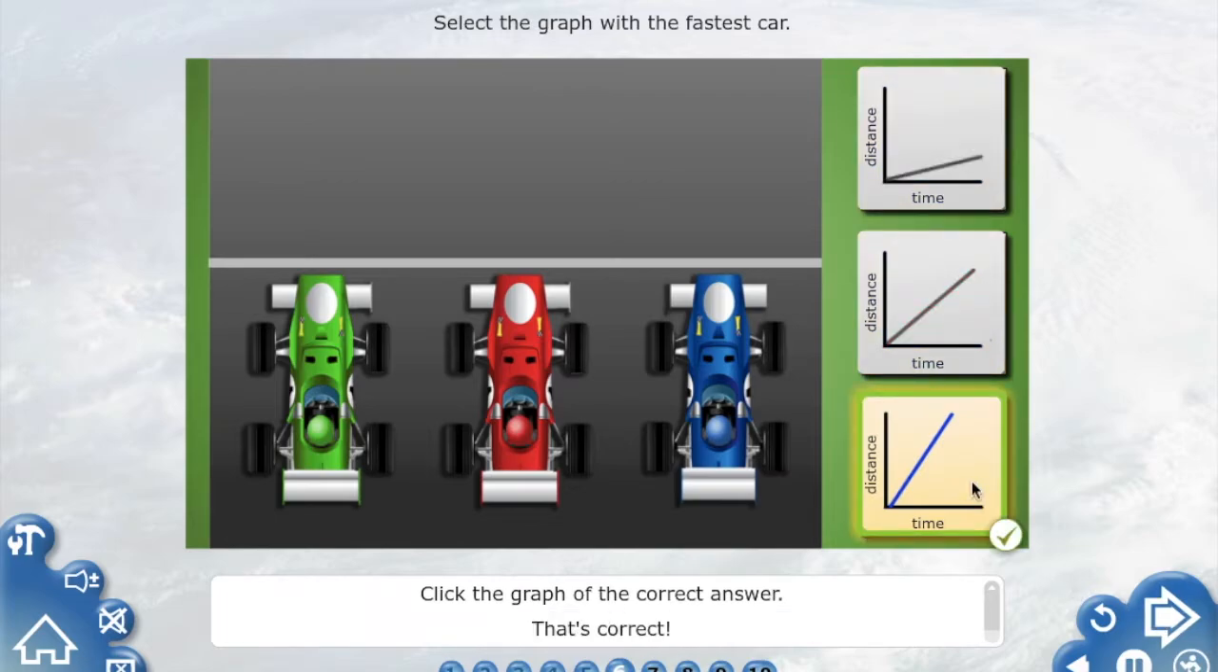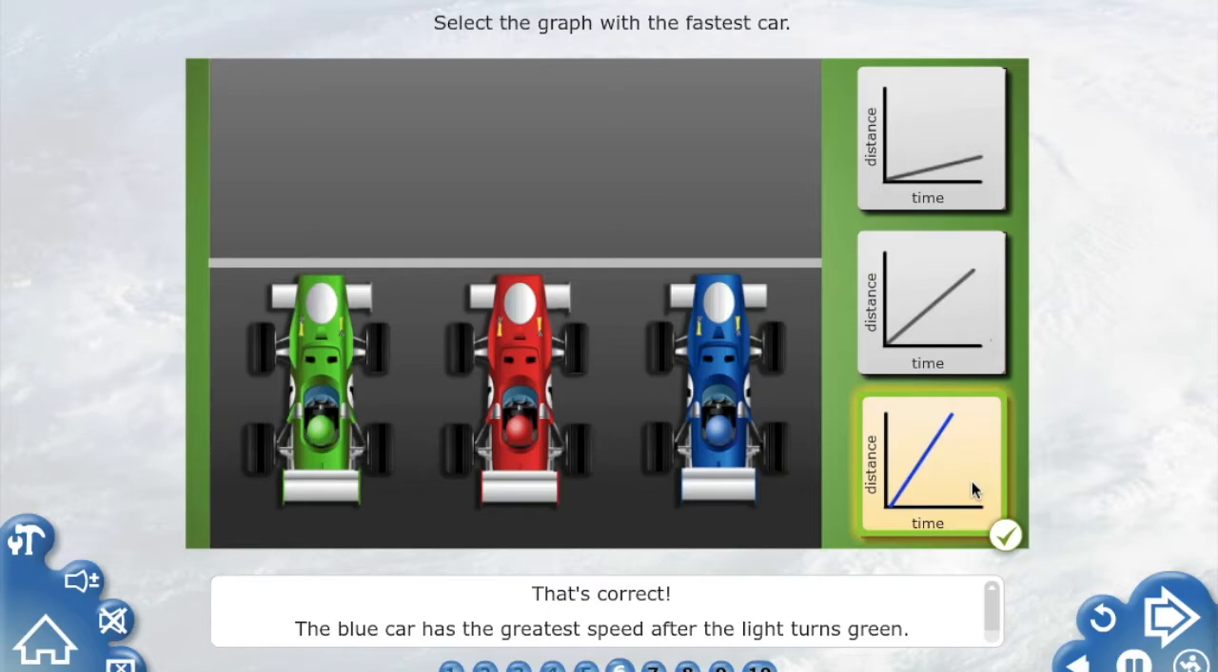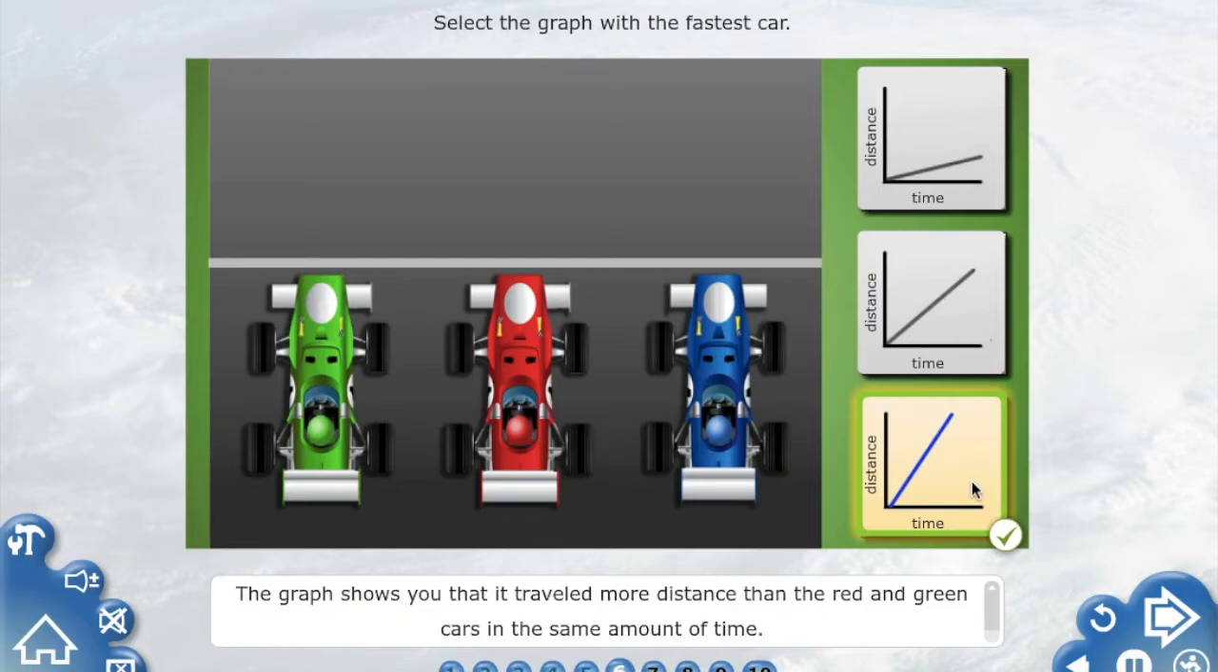That's correct. The blue car has the greatest speed after the light turns green. The graph shows you that it traveled more distance than the red and green cars in the same amount of time.